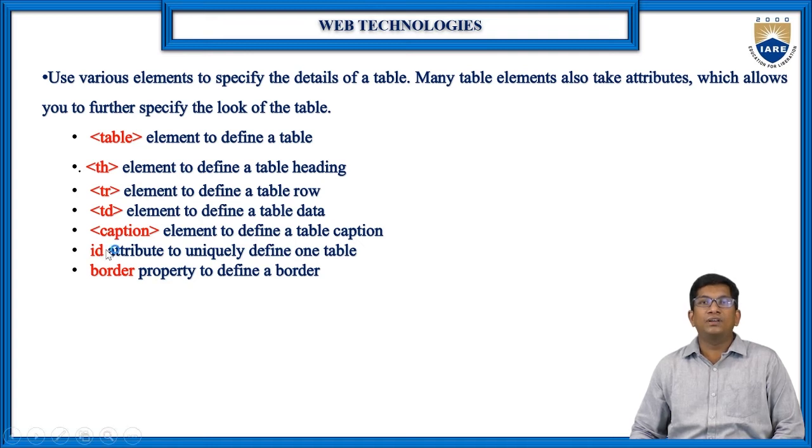The ID attribute is for when you use a number of tables in your web page. If you want to identify each table separately, you can use the ID attribute. Next, the border property. If you do not specify the border property, the table will look the same as what you are displaying here. If you use the border property, it will display the lines.